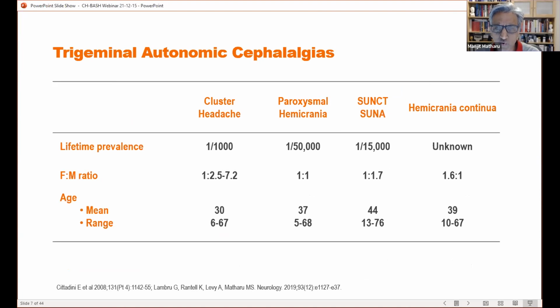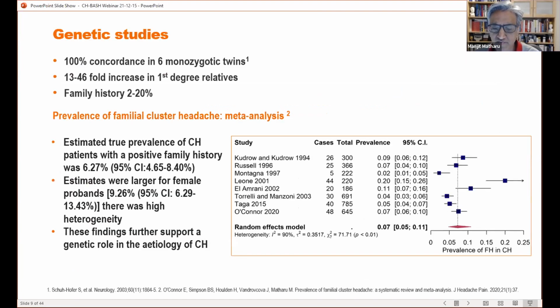In terms of epidemiology, cluster headache occurs in 1 in 1,000, with all the others being very rare. Cluster headache has a male predominance, and in the main occurs in people between the ages of 20 and 40, though there's a very wide range of presentation. So that's the phenotype. Why do patients get cluster headache?